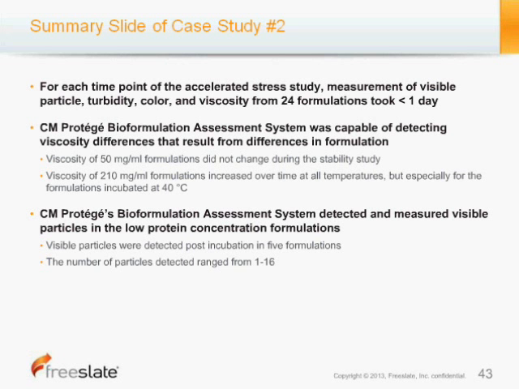The CM Protégé bioformulation system also detected and measured the visible particles in the low protein concentrations. And visible particles were detected post-incubation. I have here 4, but it's really 6 of the formulations. And the number of particles that were detected ranged between 1 and 20. And in conclusion, the study identified 6 formulations, F14, F15, F16, F19, F21, that were stable under the conditions that were chosen or that were tested.